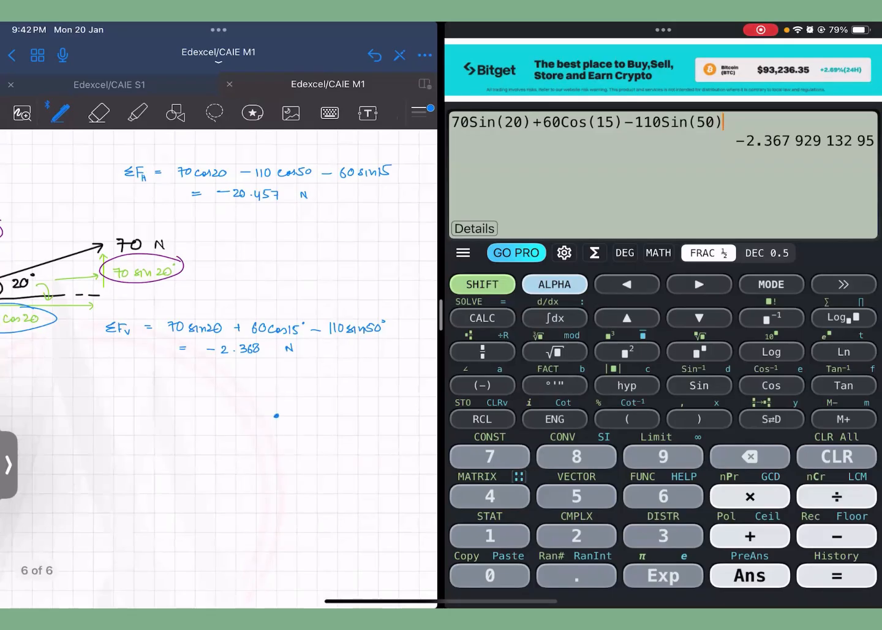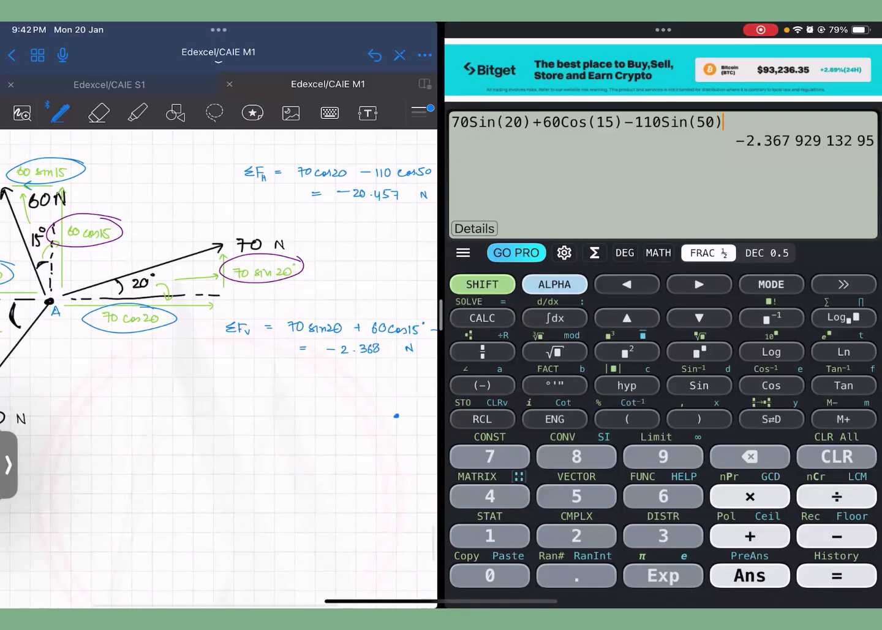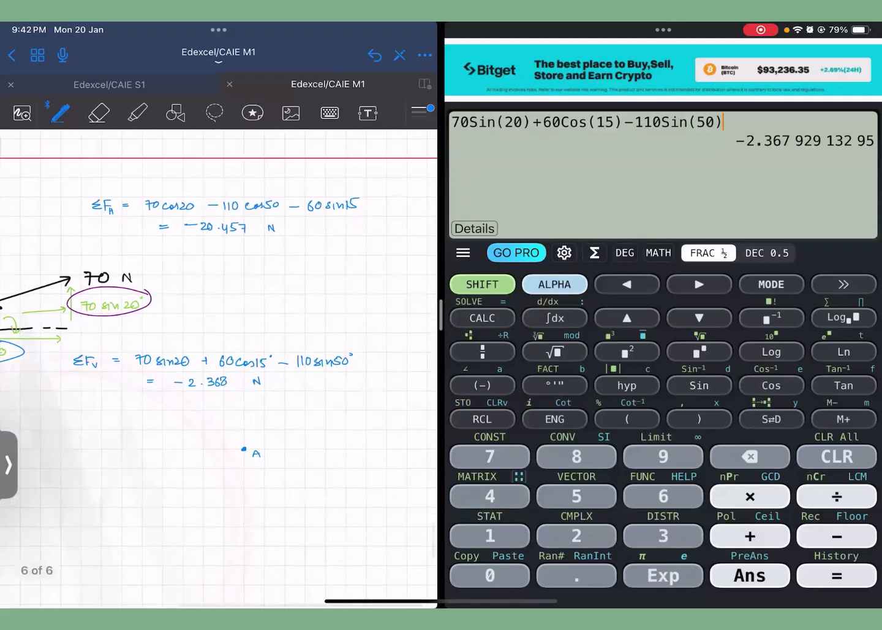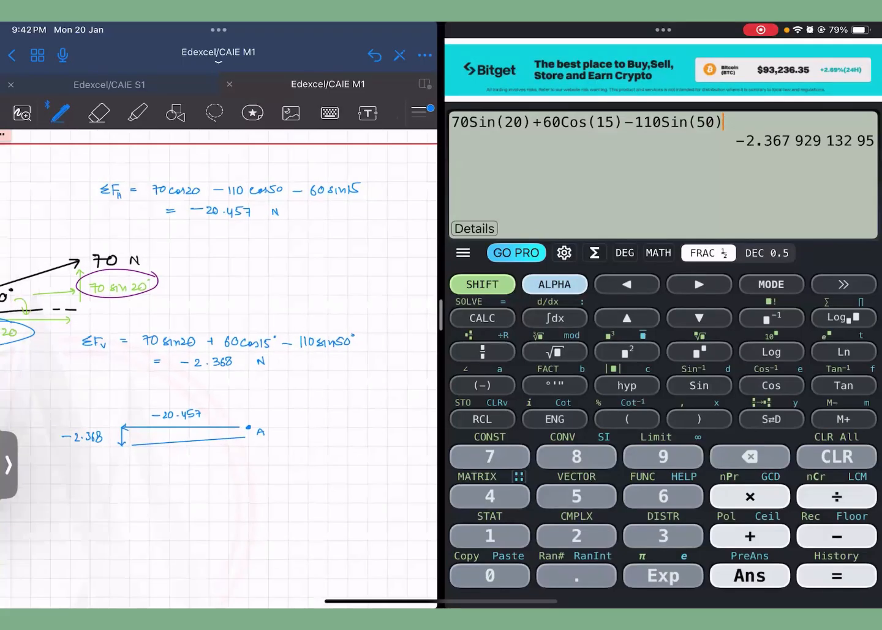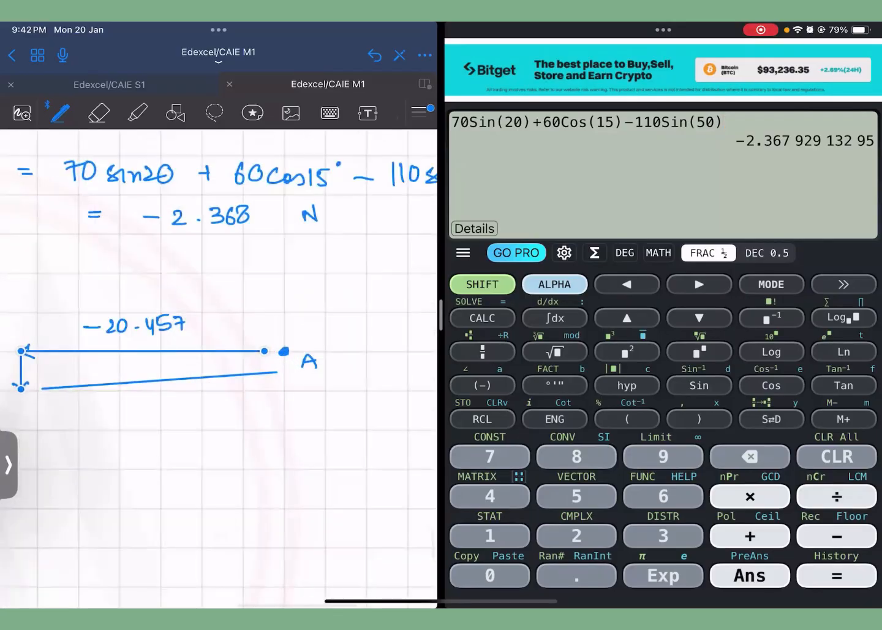Now, if you draw up the summations of the horizontal and the vertical, this is your original point, right? The point A, let's suppose this is your point A. So the horizontal summation is on the left side, negative somewhere here. It's negative 20.457 and negative 2.368. So you're slightly going down, negative 2.368. And this would be your resultant.